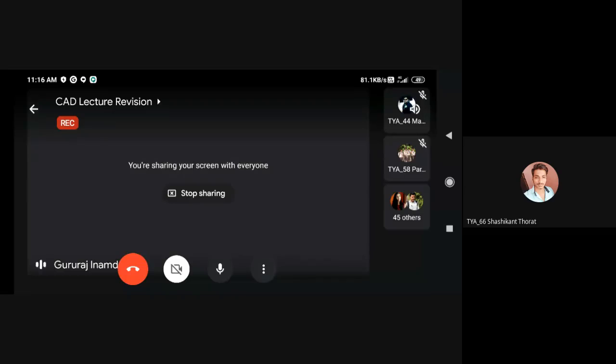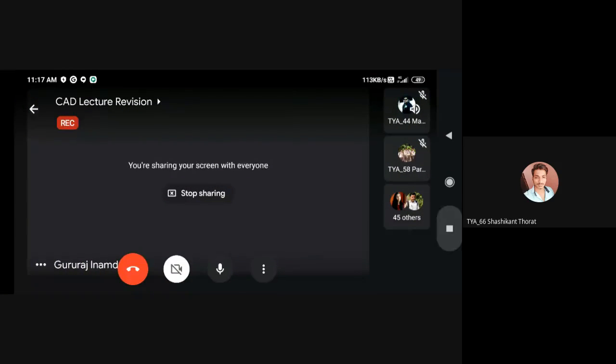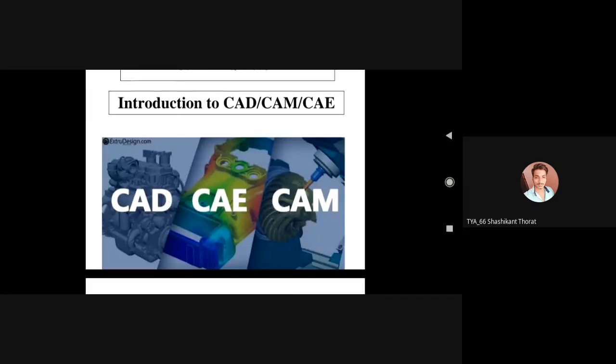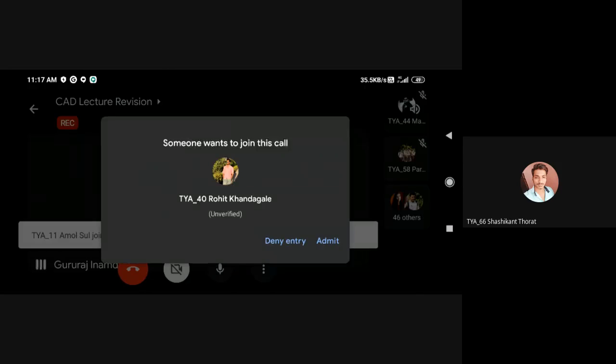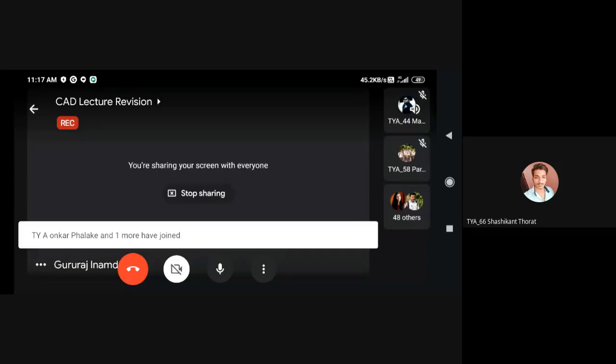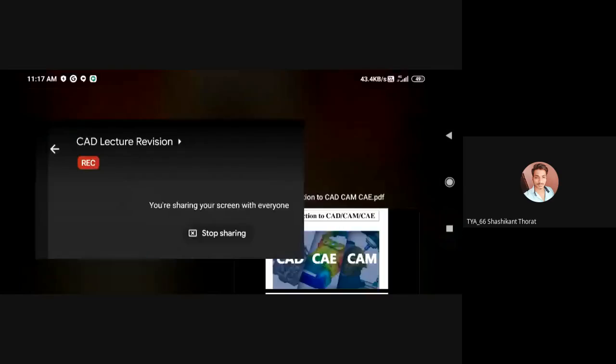So CAD, computer aided design. Why have we used computer aided design or any software? The motto behind that is to analyze the actual failure, actual operation or actual simulation before manufacturing the product. This is the main benefit of all these softwares.